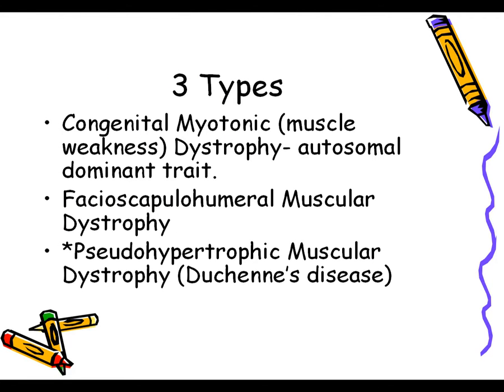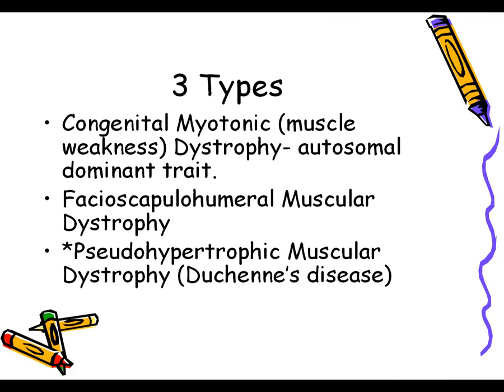And there's three types: the congenital, muscle weakness dystrophy, autosomal dominant trait. And this is the muscle weakness, but if this is diagnosed, this child can usually live into adulthood. It will not shorten the lifespan. Then the fascioscapulohumeral muscular dystrophy, and then the pseudohypertrophic muscular dystrophy, that's Duchenne's, and that's what we'll be discussing more so. But the fascioscapulohumeral is slow progression. Autosomal dominant, muscles of the face and shoulder are affected first. Then the abdomen, feet, upper arms, pelvic area, lower arms, and half are able to walk their entire life.